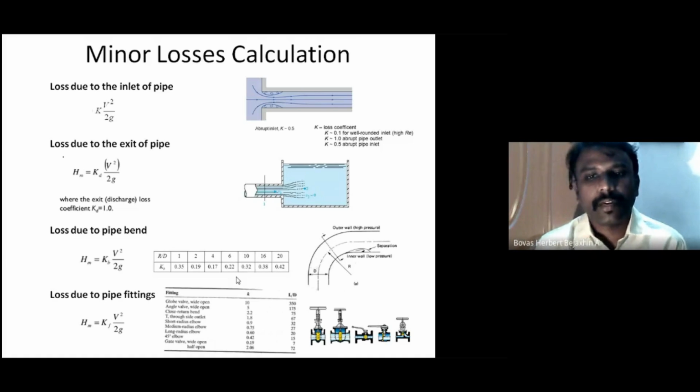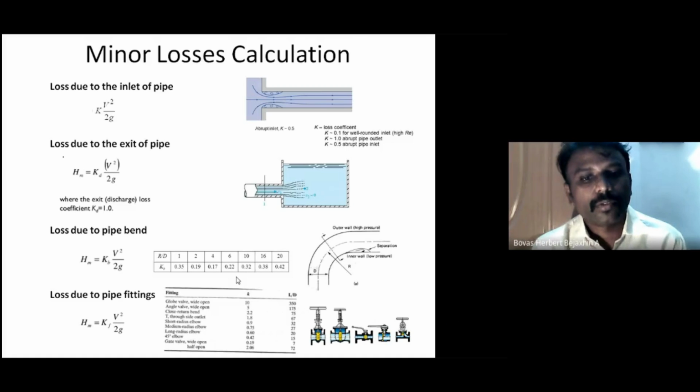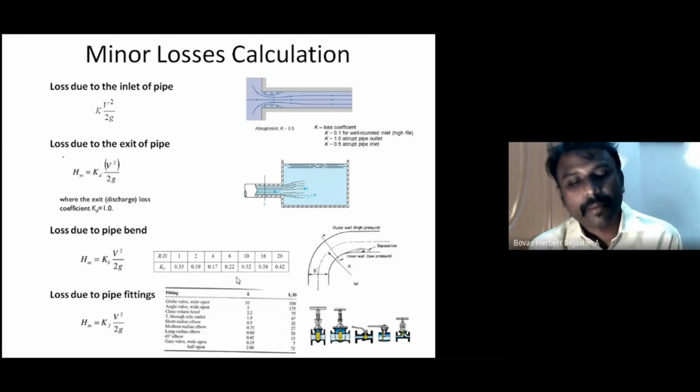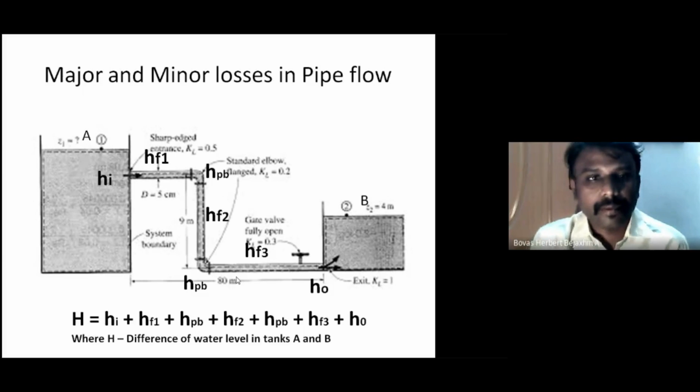Loss due to pipe bend. Due to elbow joints and pipe bends, the pressure of the flow will reduce. Based on the radius to diameter ratio, we take the bend coefficient Kb from the table mentioned there. Similarly for pipe fittings also, separate data are available based on the length to diameter ratio. Based on the usage of valves or pipe fittings, we have to select the value of Kf, the pipe fittings coefficient. So these are the minor losses.